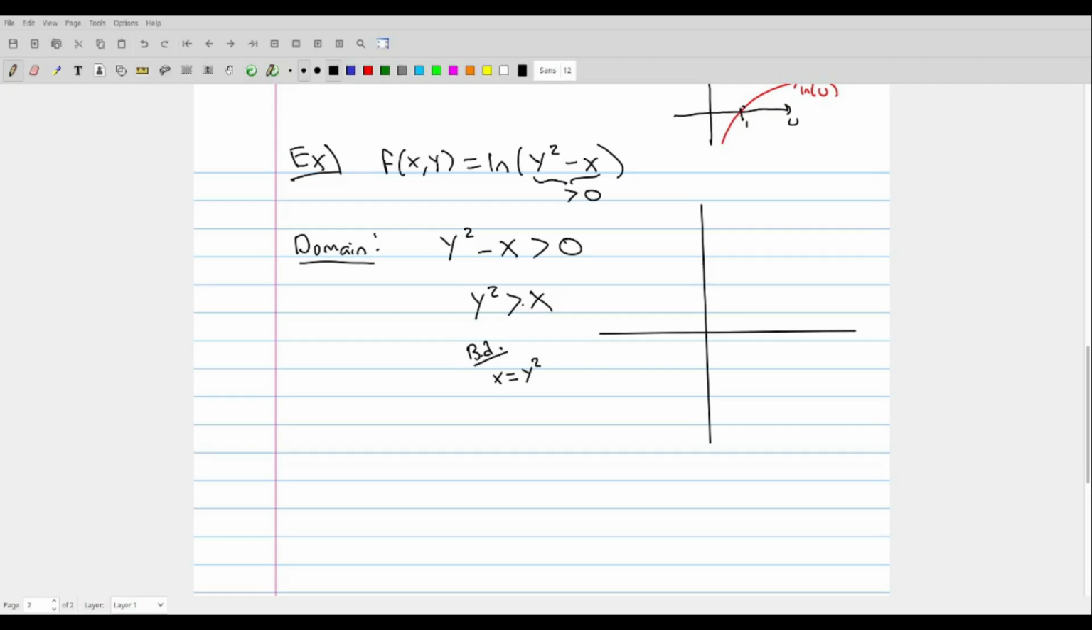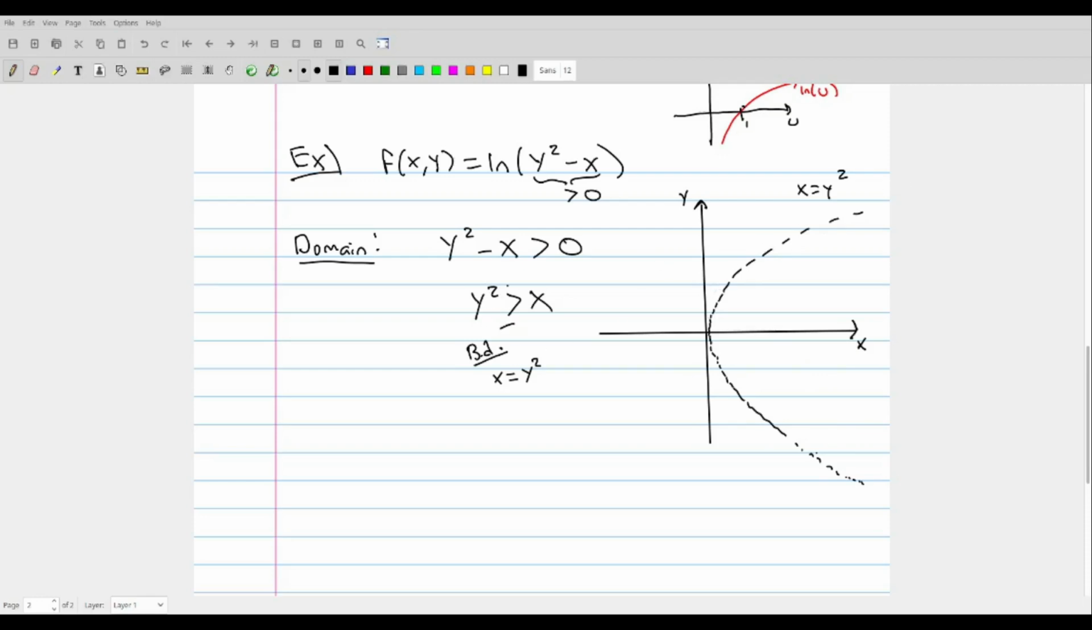So in order to denote this on our picture, we have to draw out, okay, so this is the x-axis here and this is the y-axis. So when we draw out this curve, x equals y squared, we have to do it with a dotted line. This is the curve x equals y squared, and none of these points on this curve are included in the domain, because at each one of these points on this curve, y squared minus x is 0, and therefore you can't take the natural log of 0, so these points can't be included in the domain. They're not included in the domain.